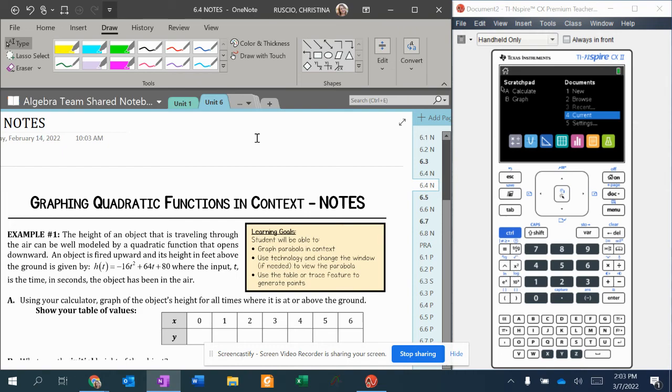We are going to be using our technology to help us graph parabolas in context, and we might use a table or trace feature also to help us. So let's dive in. Example number 1.